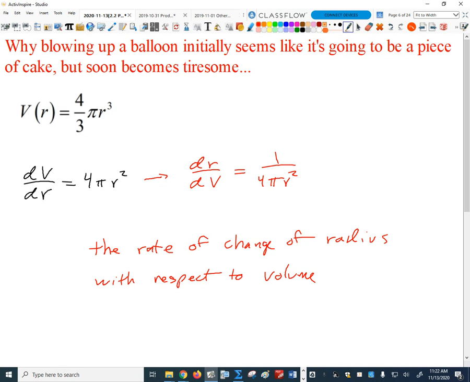As we're adding pieces of volume in this, how fast is the radius changing? What's the rate of change of the radius? The bigger the radius is, the smaller the rate of change of the radius every time we put a breath into the balloon. Let's look at this graphically.